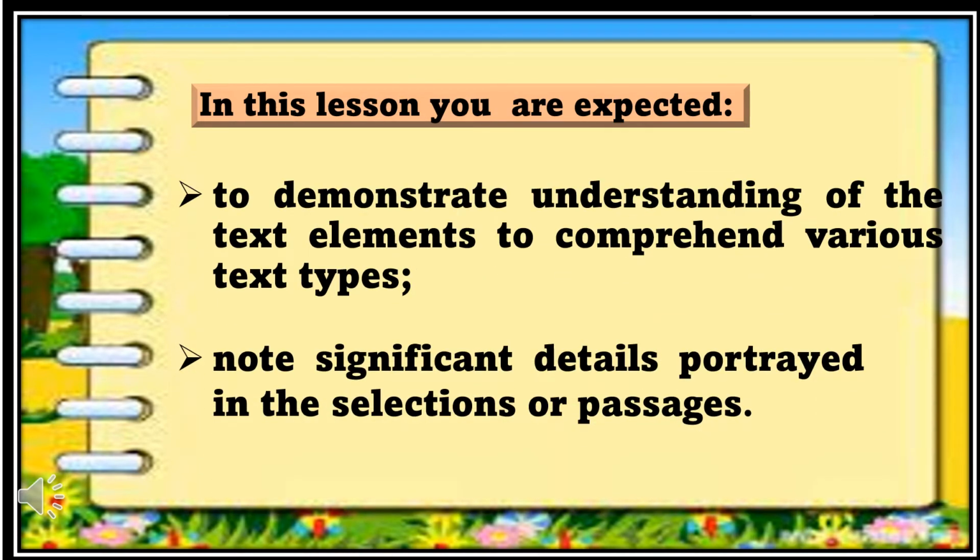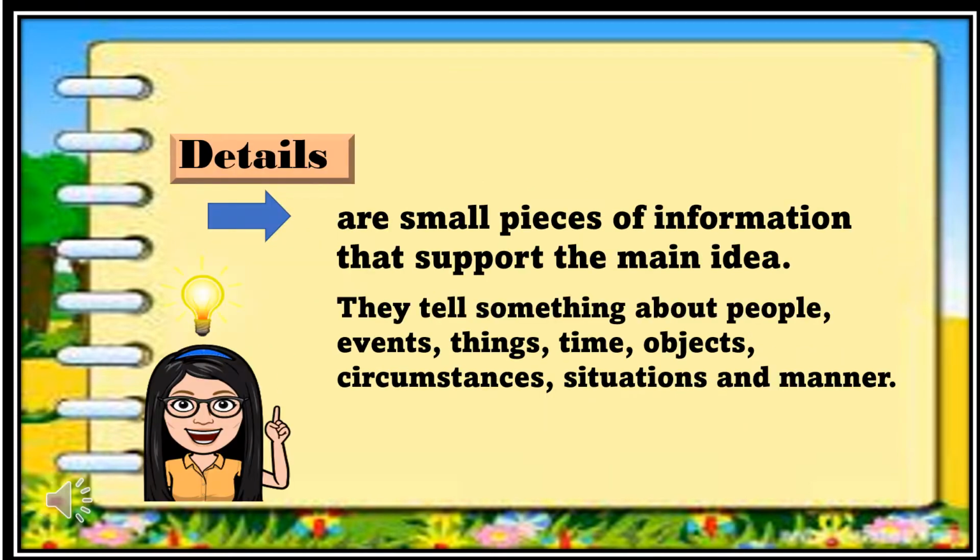In this lesson, you are expected to demonstrate understanding of the text elements to comprehend various text types. Note significant details portrayed in the selection or passages. And now, let's define what details are. Details are small pieces of information that support the main idea. They tell something about people, events, things, time, objects, circumstances, situations, and matters.